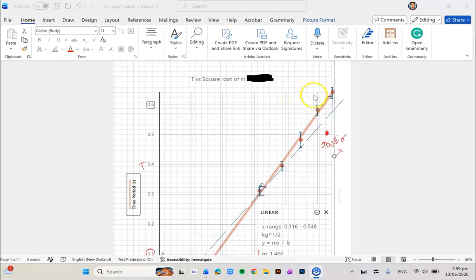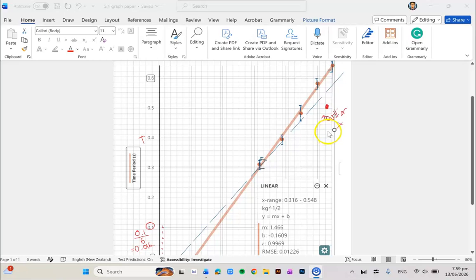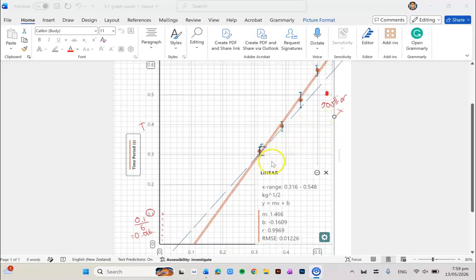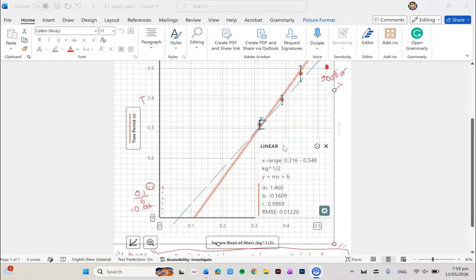I'm continuing off part 1. So in the last video I found the error line and I drew my error bars. So in this video I'll be helping you carry on from that.